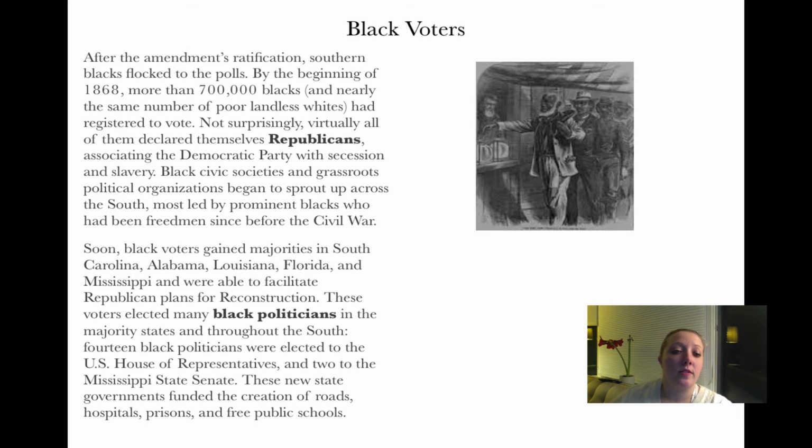Soon, black voters gained majorities in South Carolina, Alabama, Louisiana, Florida, and Mississippi, and were able to facilitate Republican plans for Reconstruction. These voters elected many black politicians in the majority states and throughout the South. 14 black politicians were elected to the U.S. House of Representatives, and 2 to the Mississippi State Senate. These new state governments funded the creation of roads, hospitals, prisons, and free public schools.